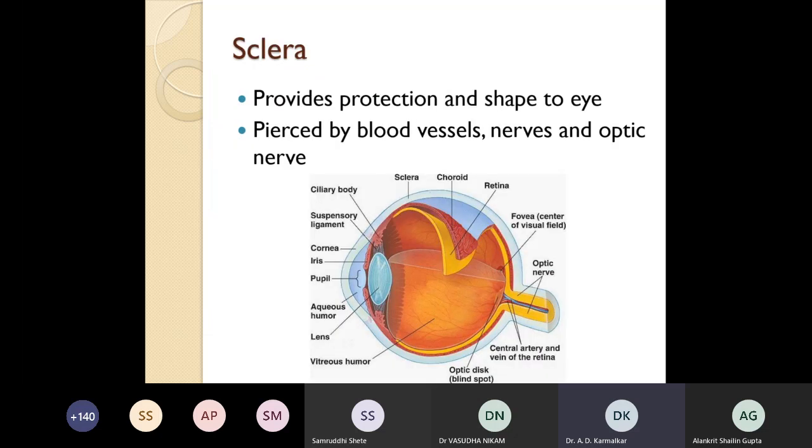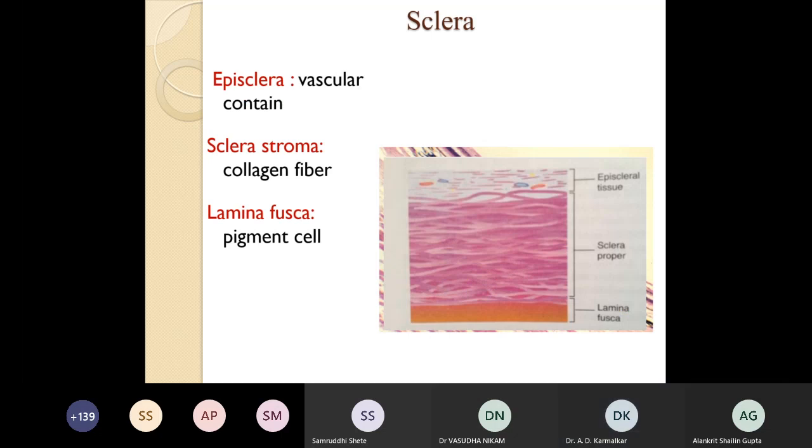Next slide, we'll go briefly over the sclera, which forms the protective covering of the eyeball as well as gives shape to the eye. This sclera is pierced by blood vessels, nerves, and the optic nerve. It has 3 layers: the outer episclera, which is vascular; the stroma, which is made up of collagen fibers; and the lamina fusca, which is made up of loose connective tissue along with pigment cells.